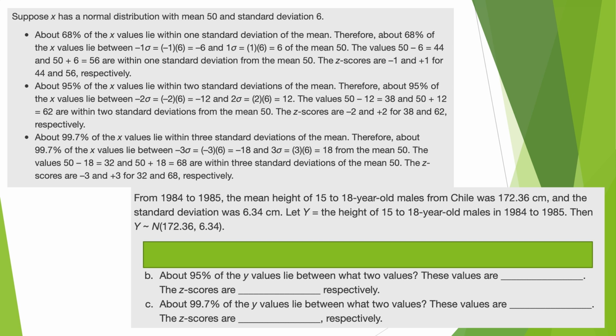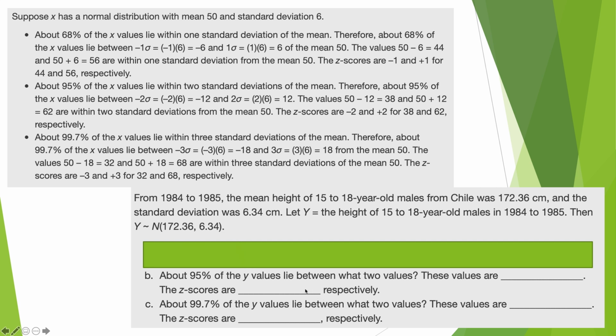what we have here is from 1984 to 85, the mean height of 15 to 18-year-old males from Chile was 172.36 centimeters, and the standard deviation was 6.34 centimeters. So the average height is 172.36, and the standard deviation is 6.34. That is noted in this notation right here. Okay? Y tilde, and for normal distribution, the mean is 172.36, standard deviation is 6.34.